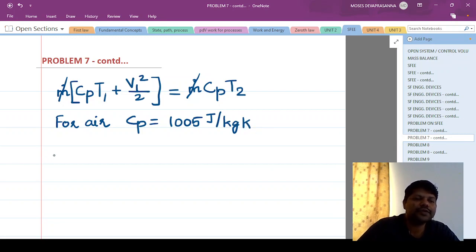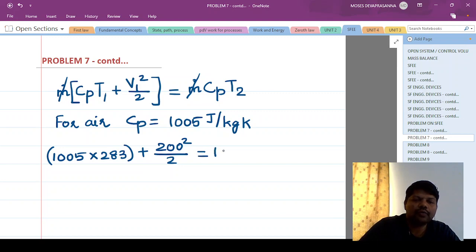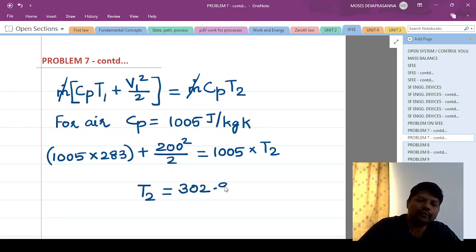Let me substitute: 1005 into T1, 283, plus V1 square, 200 square by 2, is equal to 1005 into T2. So T2 is the only unknown. Upon simplification, I will get the value of T2 as 302.9 Kelvin. So this is the temperature of the flow leaving the diffuser.